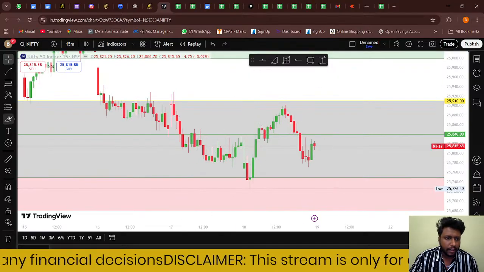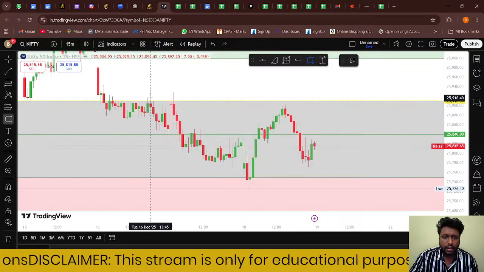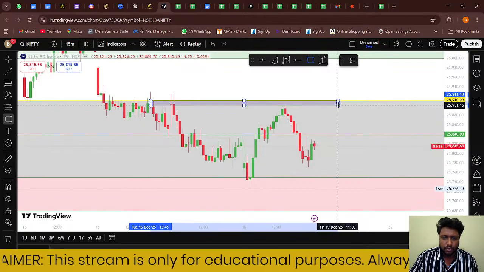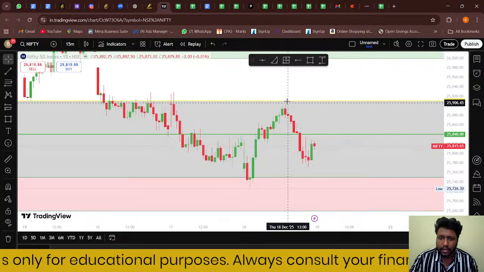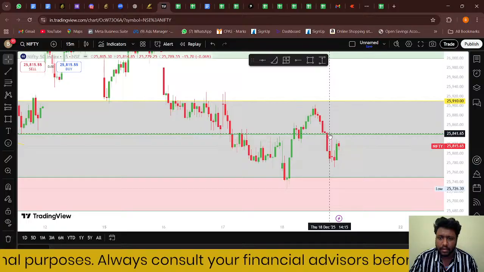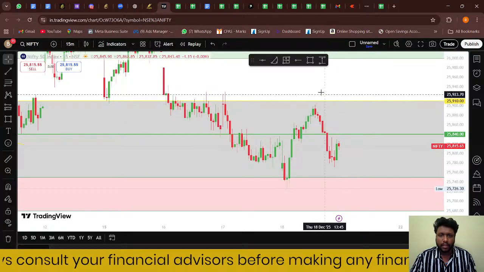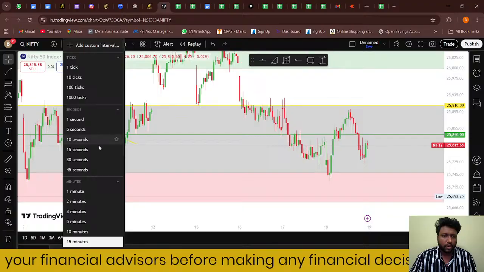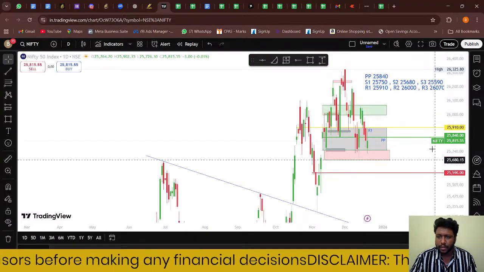So exactly it didn't come up to our point, but as we always know, resistance is always a zone. So this zone has been retested, but anyway it didn't come up to our level and reversed back to the pivot line and closed below the pivot line of yesterday. So we will plot today's levels with respect to pivot lines.